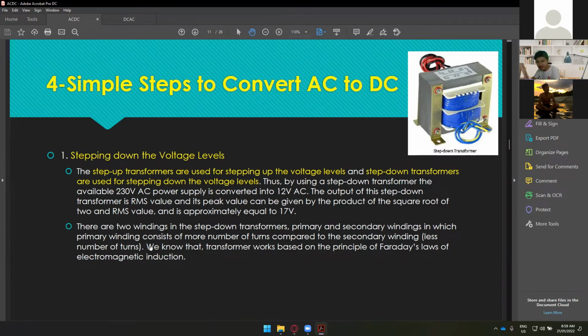Let's say the input is 12 volts. Since it's 1:2, it will be doubled, so from 12 it will become 24. Or if you have a step-down transformer, let's say 2:1, with 12 volts, it will become 6 volts. Those are the only differences between a step up and a step down.